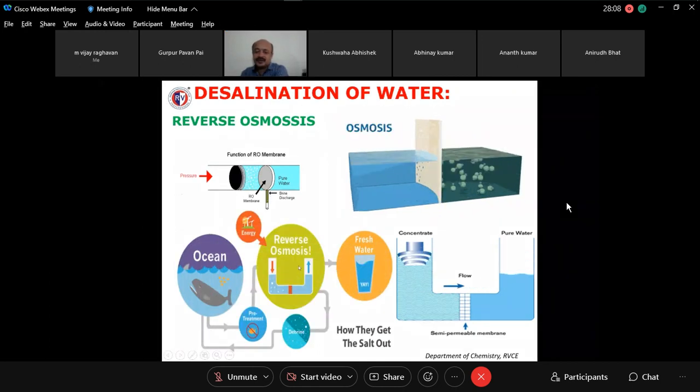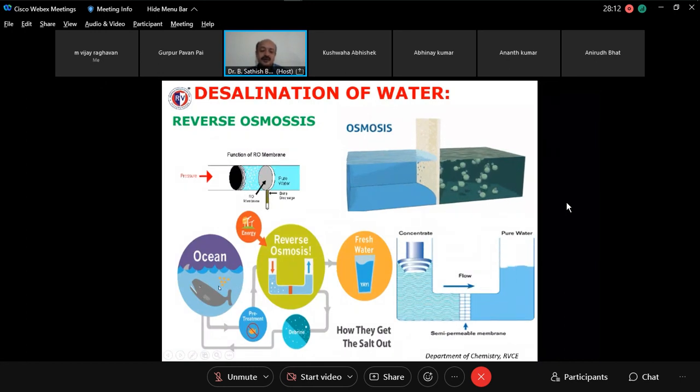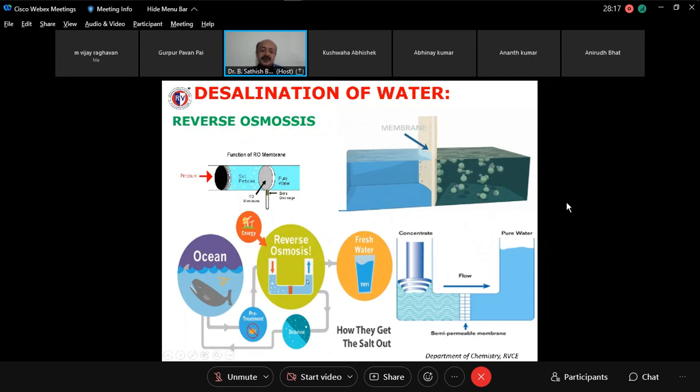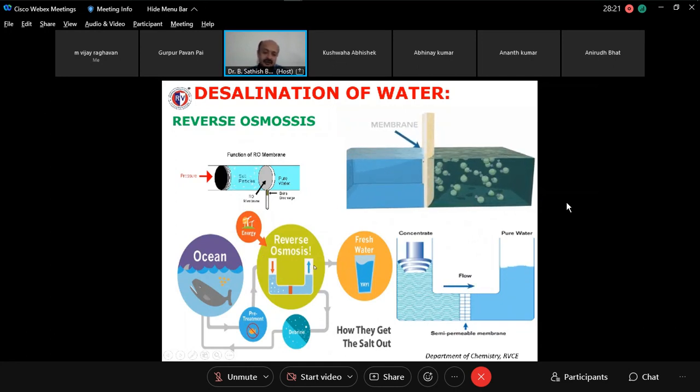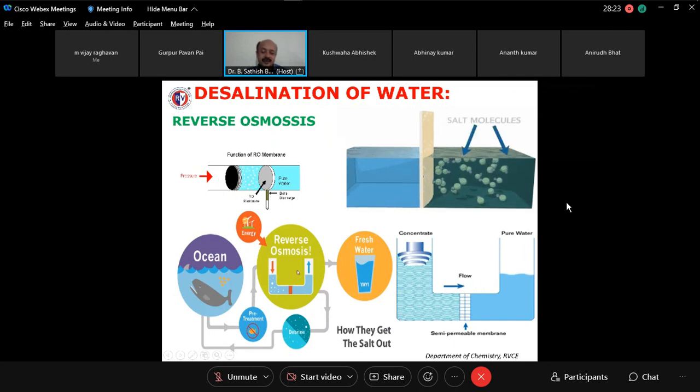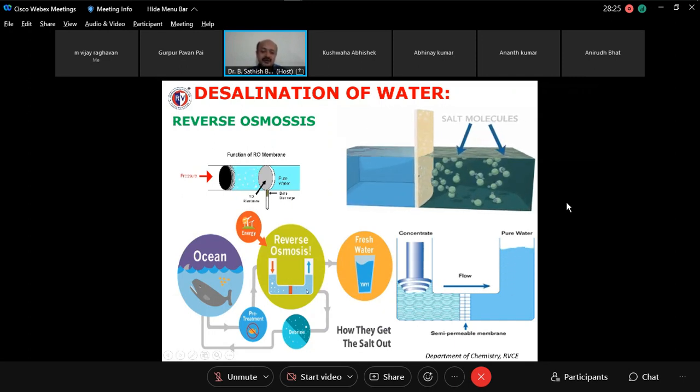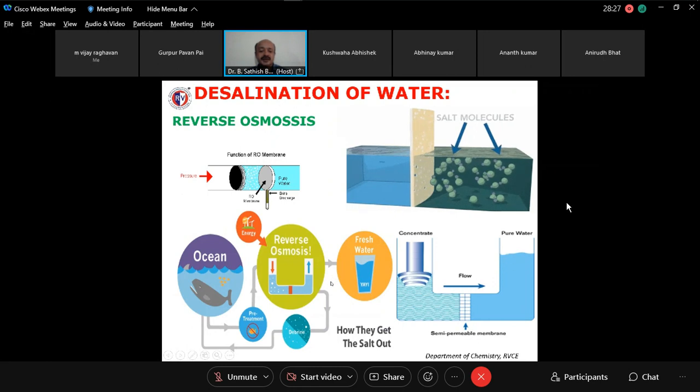And this is a schematic diagram, where the ocean water or brackish water is first subjected to pre-treatment, and then to reverse osmosis. Also, if you want to remove any pathogenic microbes, then after reverse osmosis it should be subjected to UV irradiation.